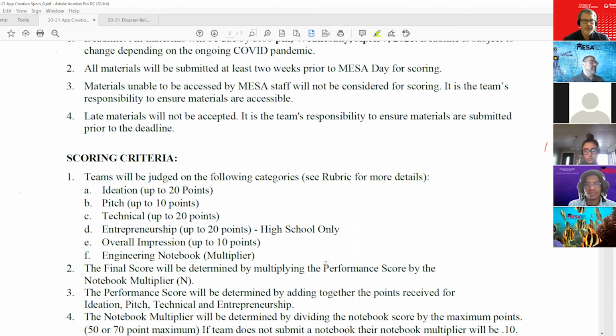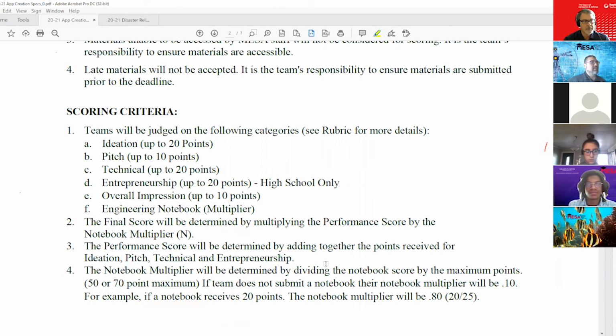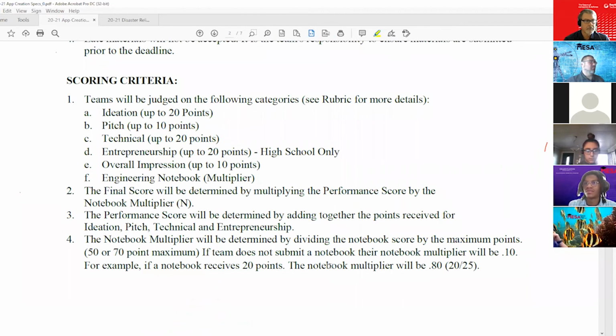And then our scoring criteria. These are the important things to know. I'll go over them briefly. Where are you going to get your points? Ideation, pitch, what does that mean? We're going to look at that in the rubrics. The rubrics and the score sheets, like I always tell students, those are your cheat sheets. Use those as your checklist of what you have to have in order to do well in the competition. So we'll go over these pieces in a minute.